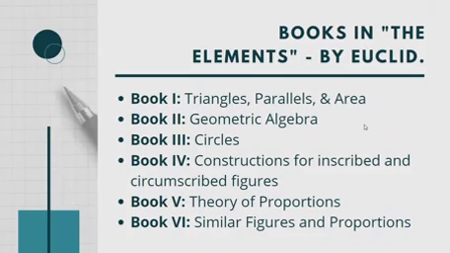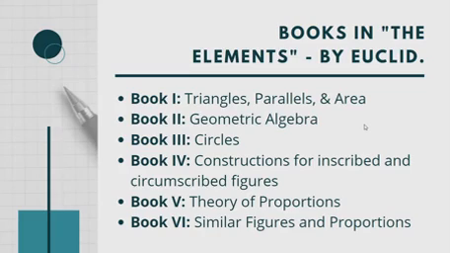Books in the Elements by Euclid. The Elements has 13 chapters, often called books, divided into three main sections. Chapter 1 to 6 is about plane geometry. Chapter 7 to 10 is about arithmetic and number theory. Chapter 11 to 13 is about solid geometry. Every chapter begins with definitions. Definitions such as a point is that which has no part.